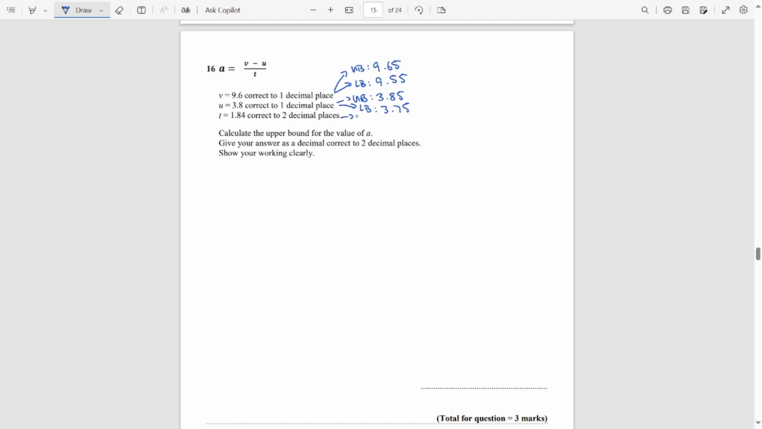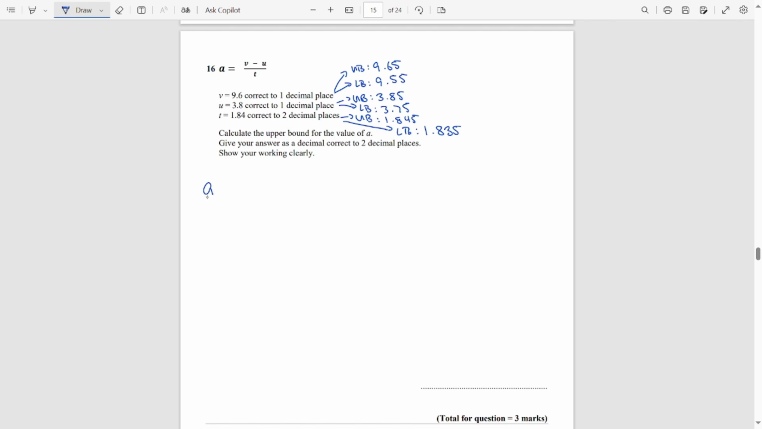And then lastly for T, the upper bound is going to be 1.845. I always just add a 5 on the end for the upper bound. And then the lower bound is 5 below. So 1.835. Okay, so once I've worked out all the upper and the lower bounds, then I can go back and have a look at the problem to see which ones I should select.